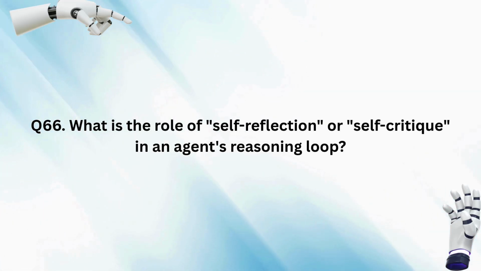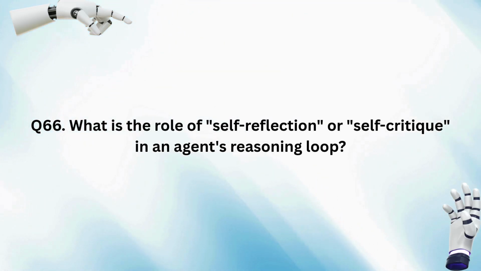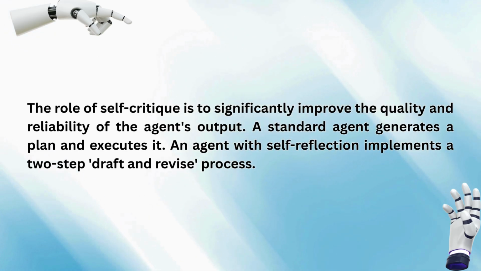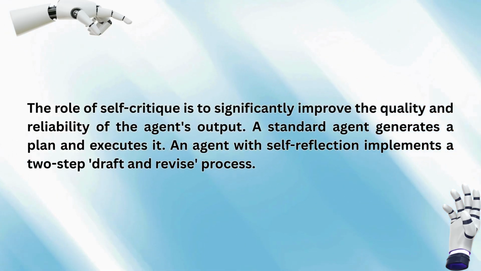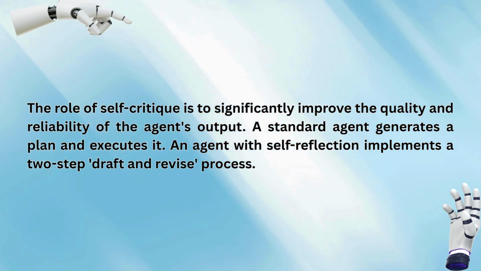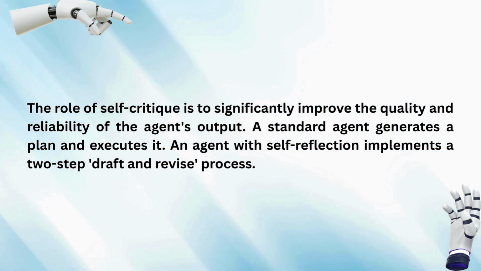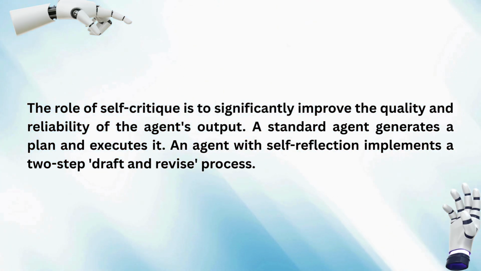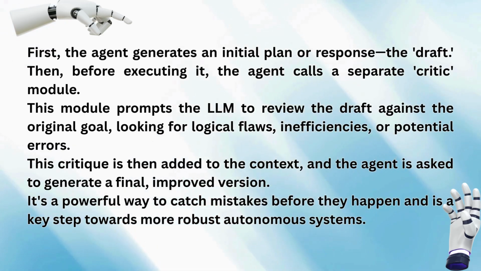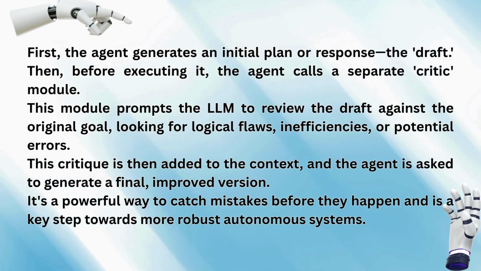What is the role of self-reflection or self-critique in an agent's reasoning loop? The role of self-critique is to significantly improve the quality and reliability of the agent's output. A standard agent generates a plan and executes it. An agent with self-reflection implements a two-step draft and revise process. First, the agent generates an initial plan or response, the draft.